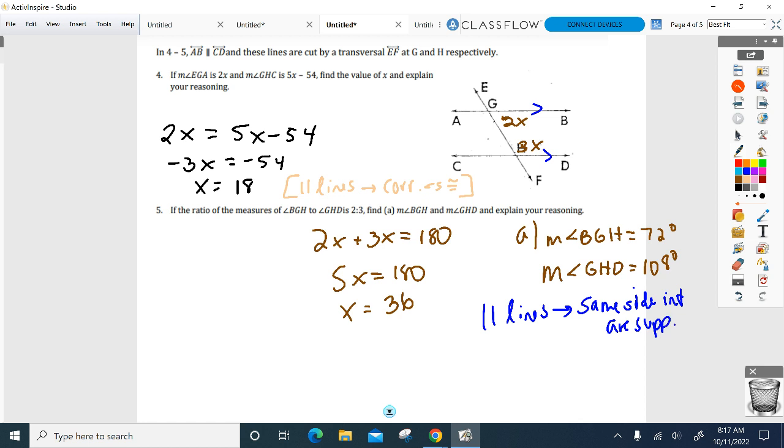Feel pretty confident. You guys did a nice job there today. Identify the angles and let me know if they're congruent or supplementary. And the same side ones are always supplementary.